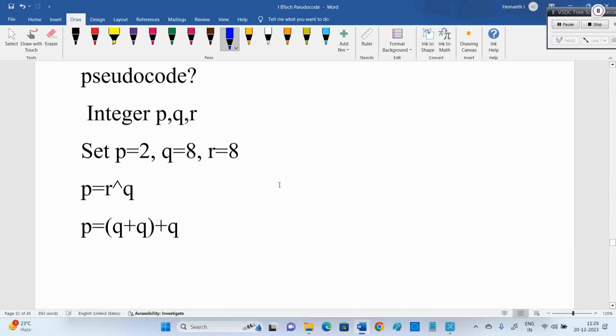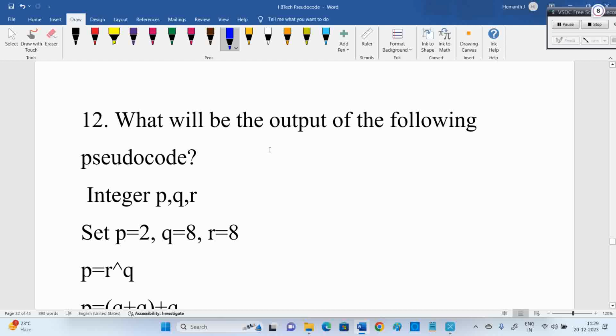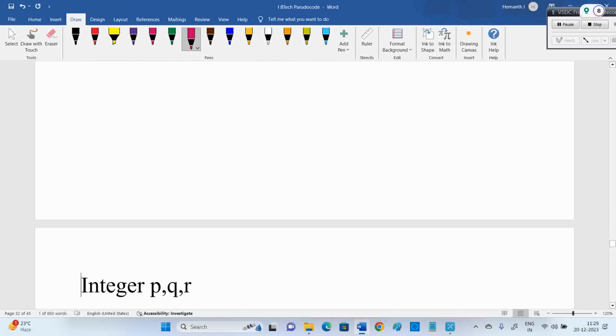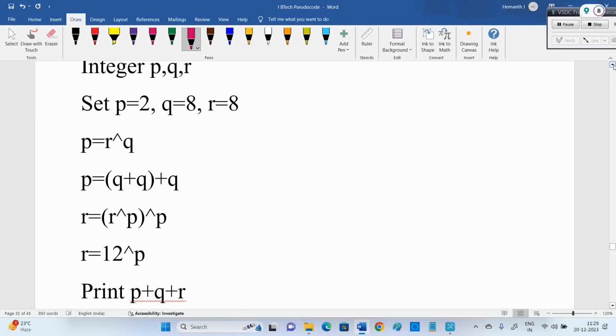Now let's see about this 12th one. This question was given in the Accenture company this year. Let's see how many of you can solve. Integer p, q, r. Set p equal to 2, q equal to 8, r equal to 8. This is what finally I want: print p plus q plus r is the final thing.